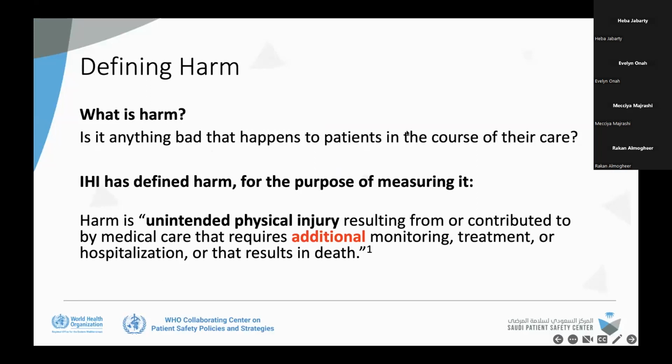A definition of harm is anything bad that happens to a patient in the course of their treatment. But IHI defines harm for the purpose of measuring it. Harm is unintended physical injury resulting from or contributed to by medical care that requires additional monitoring, treatment, or hospitalization, or that results in death.